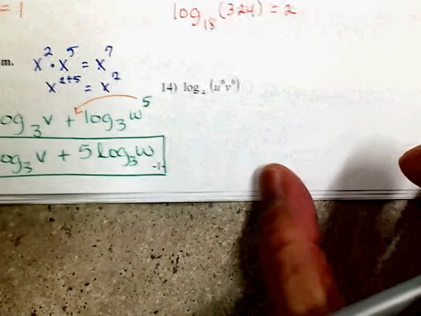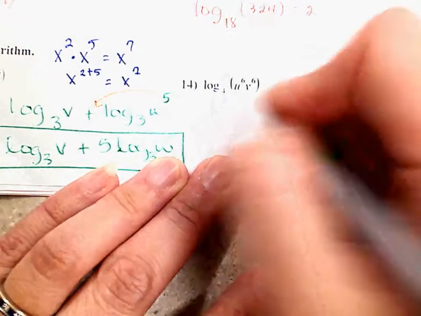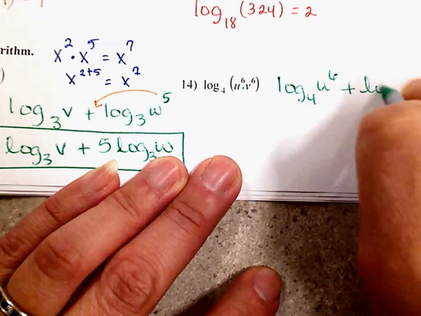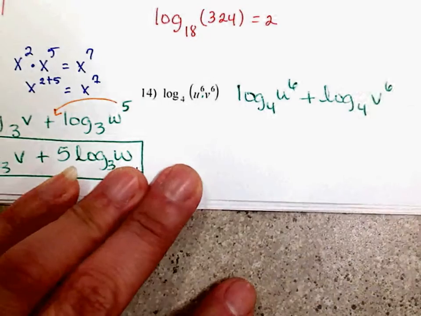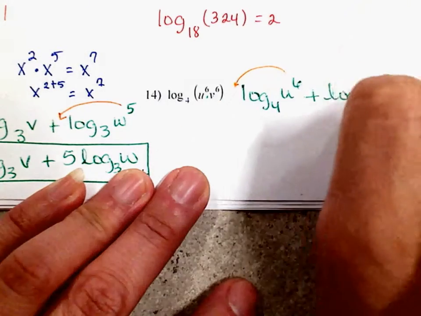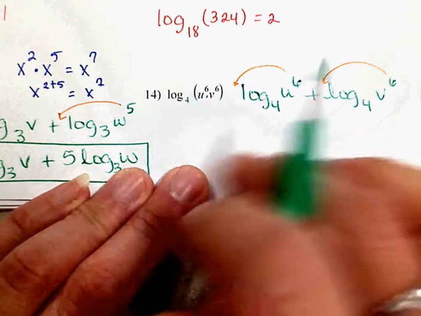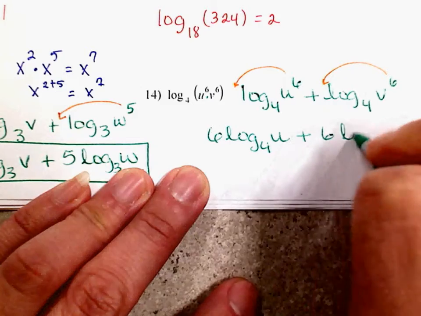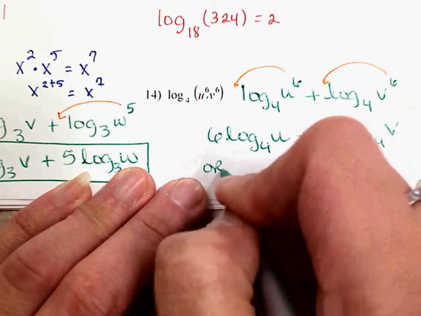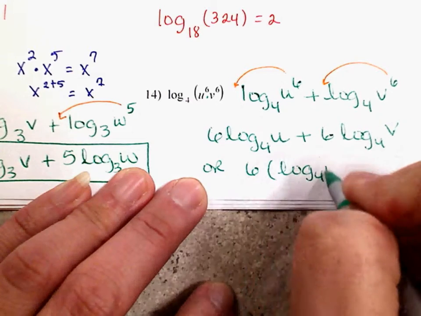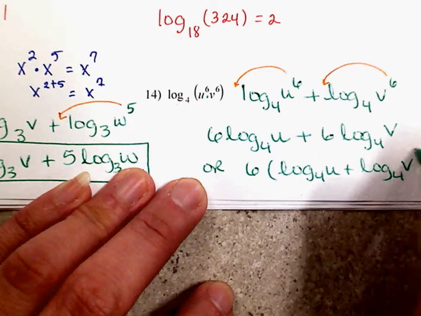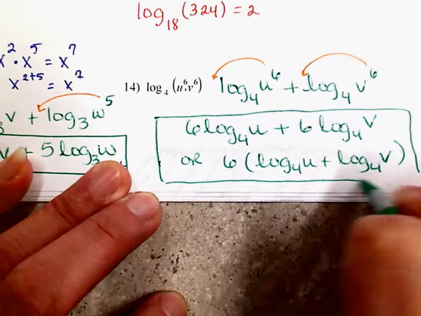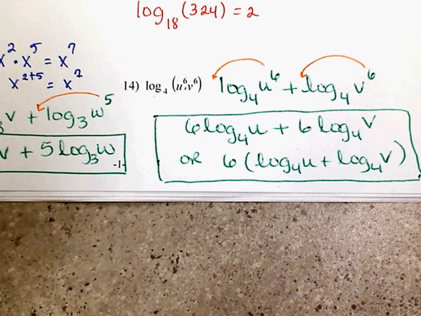Number 14. Alrighty. On number 14, so I have log base 4 of u to the 6th. This is multiplication, corresponds with adding. So log base 4 of v to the 6th. Okay. Move your exponent to the front because you are expanding. So I'm making it bigger, going from 1 log to 2 here. So the answer is 6 log base 4 of u plus 6 log base 4 of v. You could also write your answers like this: 6 parentheses log base 4 of u plus log base 4 of v. Both of those are the same answer. I just factor out a 6. Make sure you recognize how things are written. And there you have your page 1.